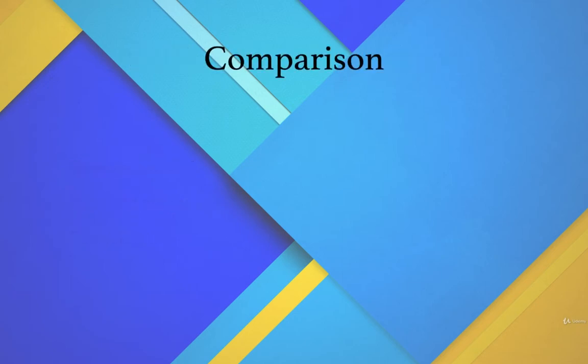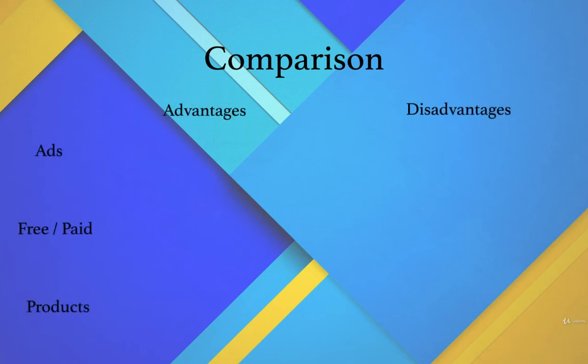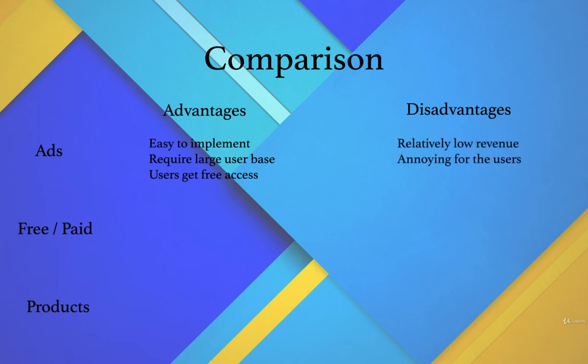Now that we know what the general models are, let's compare them and see some advantages and disadvantages. Now keep in mind that these are subjective, which means some users might prefer one model over another. Ads. As some advantages, we have easy to implement and understand, work best when there is a large user base, and users get free access to functionality. Some disadvantages might include relatively low revenue, and they might be annoying for some users.